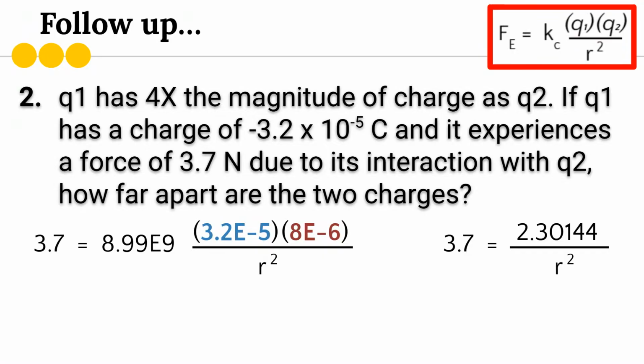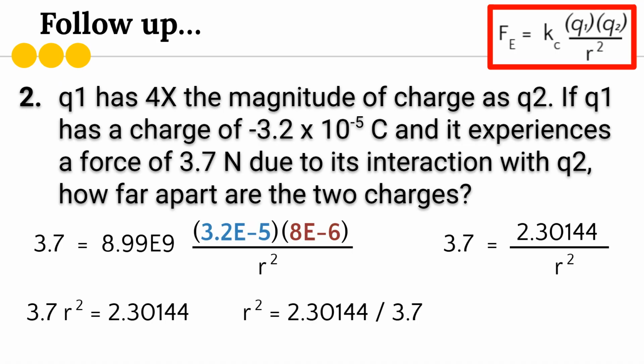And so now I have something that looks a lot easier to solve, but it's still an issue for some of you who are struggling with the algebra. Guys, you cannot solve for that value for r when it's in the denominator of a fraction. So you need to get it out of the denominator, and we do that by multiplying both sides by r squared. So now you have 3.7 times r squared equals 2.30144. We're trying to solve for r, so we want to divide both sides by 3.7. When you type that in, you get this, 0.622, but again, that's r squared. One last step, take a square root.